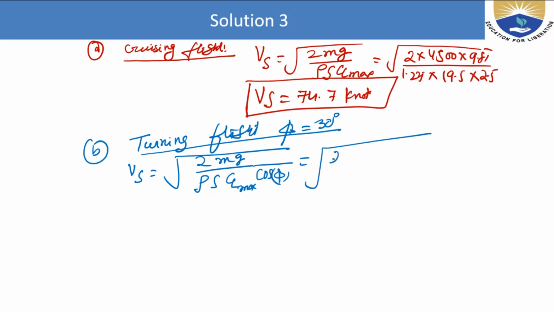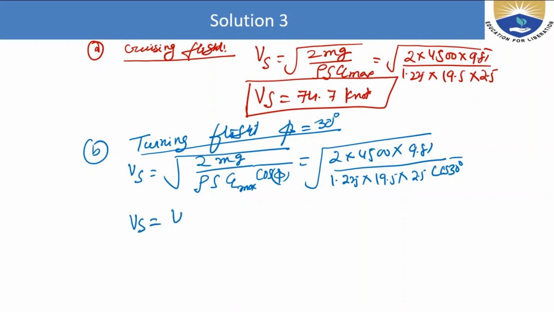So 2 into 4500 into 9.81 divided by 1.225 into 19.5 into 2.5 into cos of 30 degrees. So we will get Vs is equal to 41.32 meters per second, or this is 80 knots.